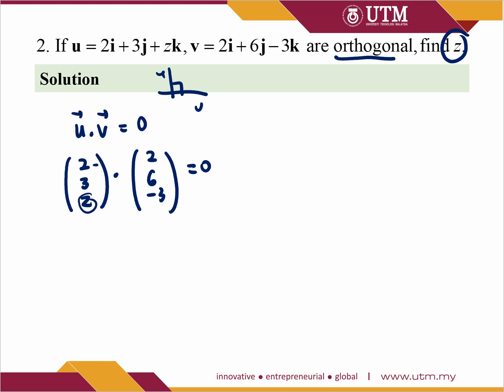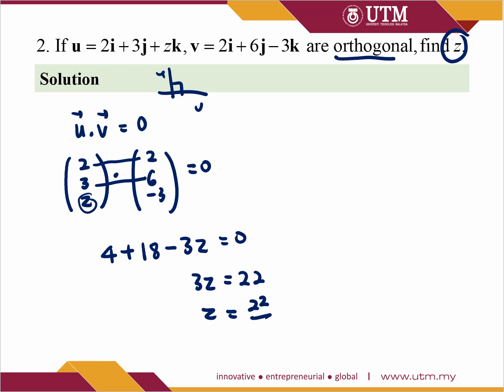So doing the dot product, you will get 4 plus 3 times 6 plus -3z equals 0. So 3z equals 22. z will be equal to 22 over 3.